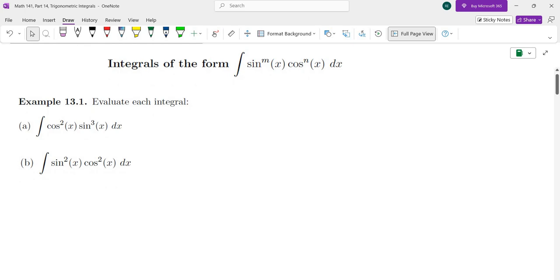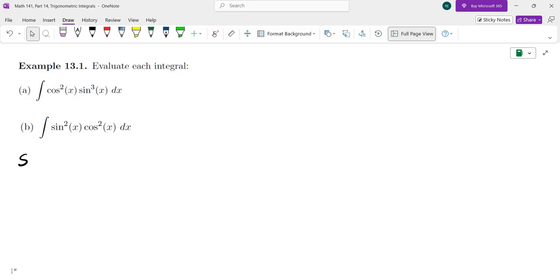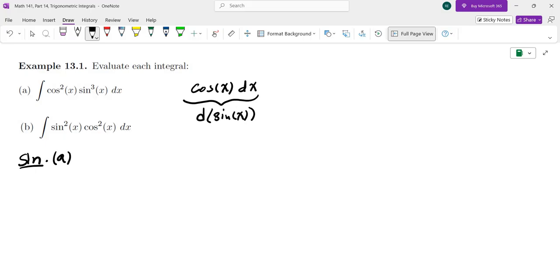We want to evaluate these two integrals. So if you look at the first one, we are going to look for a u substitution that helps us evaluate this one. If we take u equals sine of x, we have the derivative of sine right here. So cosine of x dx would be the derivative of sine. Now, sometimes you might have a plus or minus sign. It doesn't really matter, because the derivative of cosine is negative sine. So that's the part that we have in there.